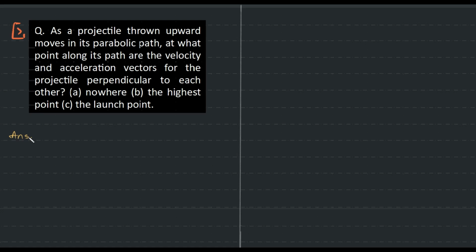As the projectile thrown upwards moves in its parabolic path, at what point along its path are the velocity and acceleration vector for a projectile perpendicular to each other? The question is quite simple.